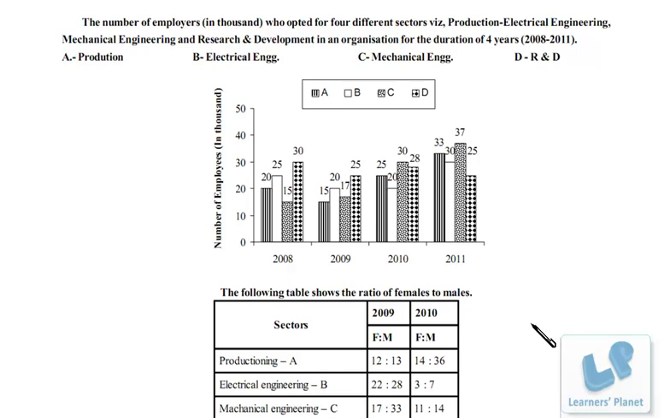Now let's take this set of questions. Here, the number of employees in thousands who opted for 4 different sectors: production, electrical engineering, mechanical engineering, and research and development in an organization for the duration of 4 years, 2008 to 11. A, B, C, D are the number of employees in thousands in the various sectors. And the following table shows the ratio of females to males in production, electrical engineering, mechanical, and research and development in the years 2009 and 10, right?